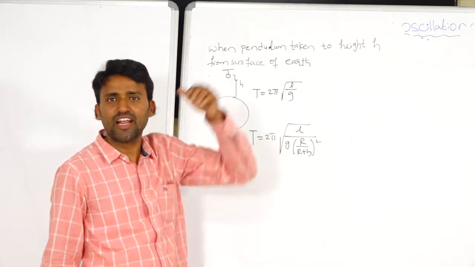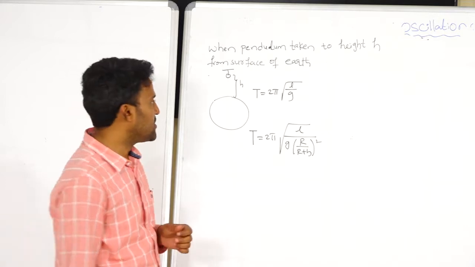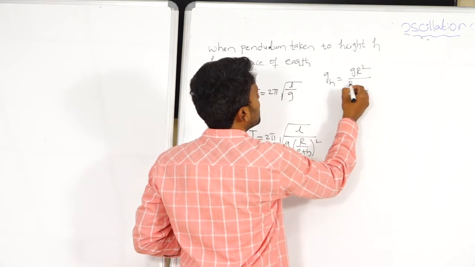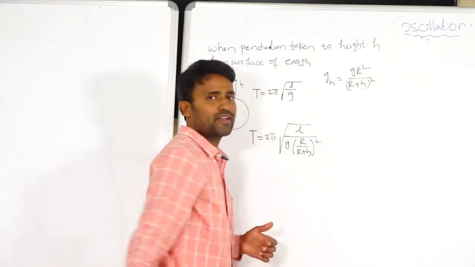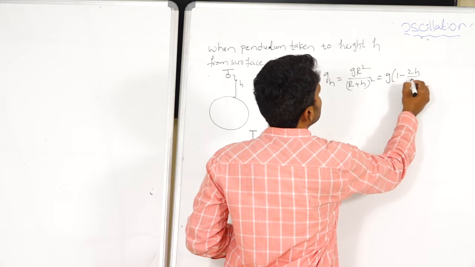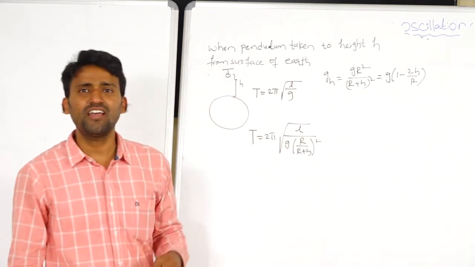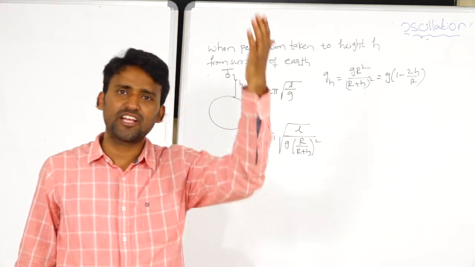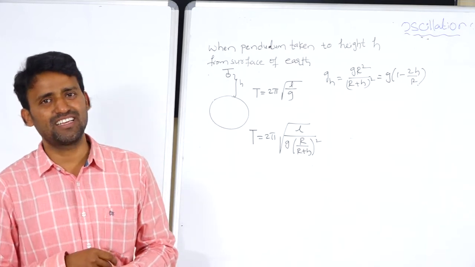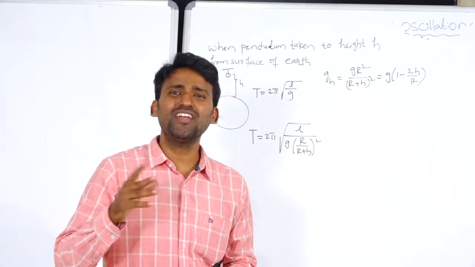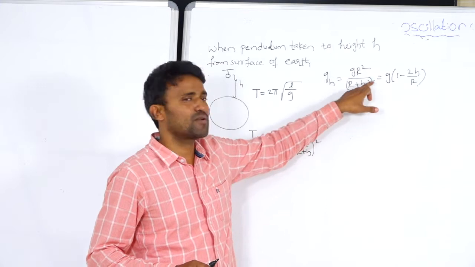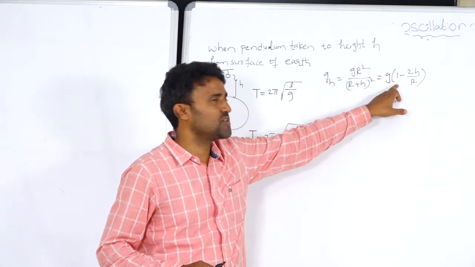g dash, in the gravitation chapter, gh is equal to g R square divided by R plus H whole square. Gravity at a certain height. If you calculate this one, you can get g into 1 minus 2H by R. While you are going in the upward direction, gravity will decrease. When you are going to the depth of the earth also, gravity will decrease. So in both cases, the clock can lose time. That's why, gravity at a certain height, the equation is gR square divided by R plus H whole square. If you calculate this one, you can get this equation.